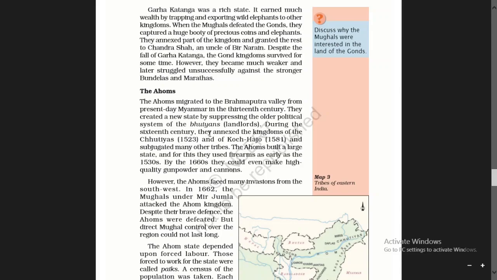During the 16th century, they annexed the kingdoms of the Chutias in 1523 and of Koch Hajo in 1581 and subjugated many other tribes. Subjugated means brought under control by conquest. The Ahoms built a large state and for this they used firearms as early as the 1530s.